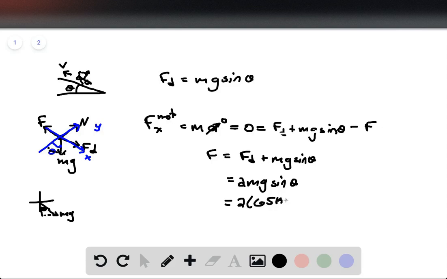65 kilograms, and the angle is 6.5 degrees. So we never even had to use the velocity. We just had to know that it was constant to know that she's not accelerating in this problem. And plugging in all those numbers, you should get 140 newtons.